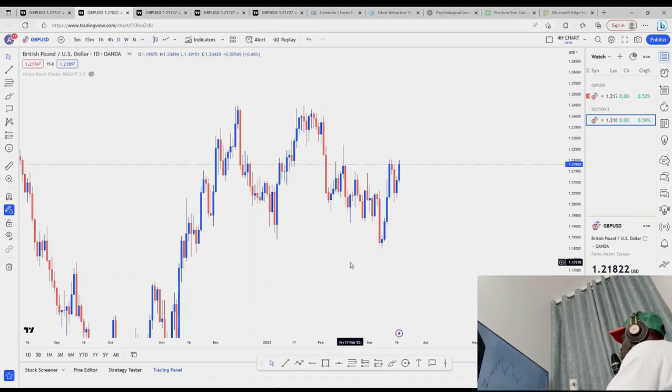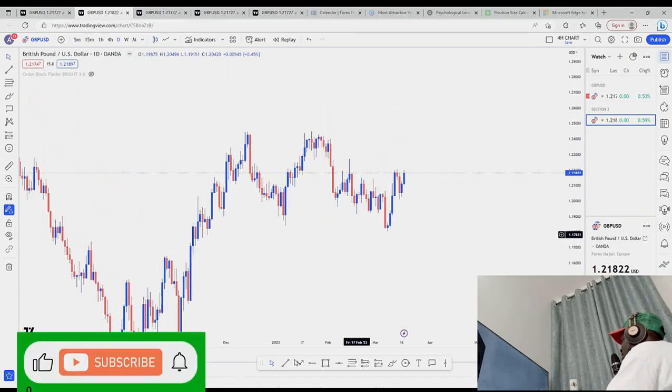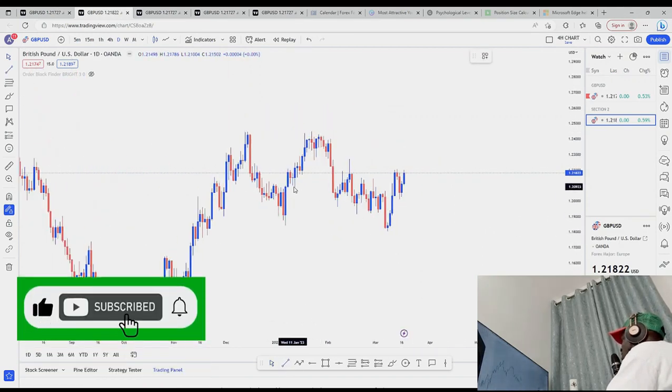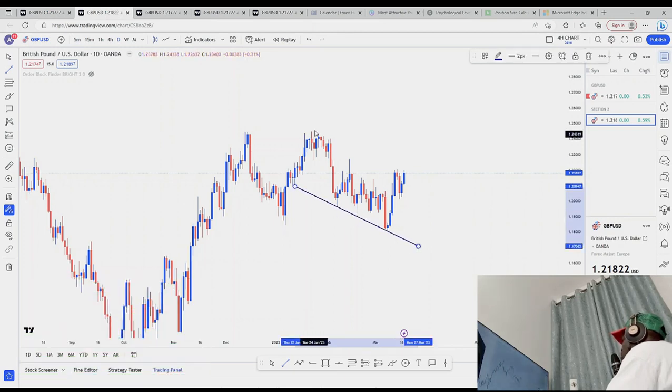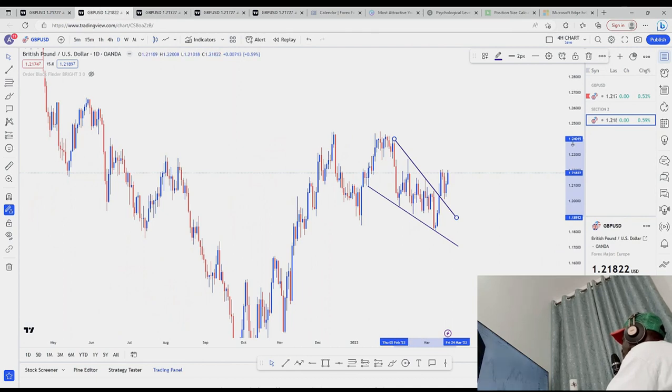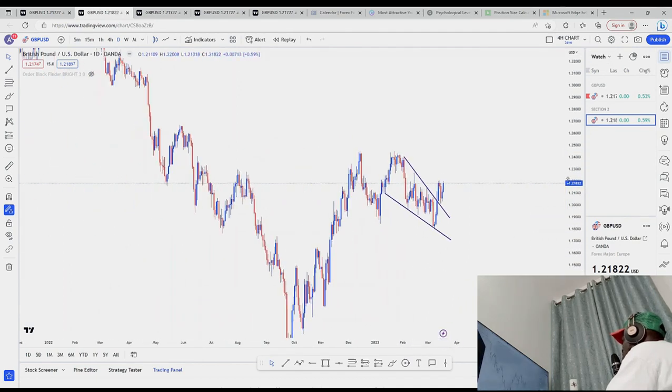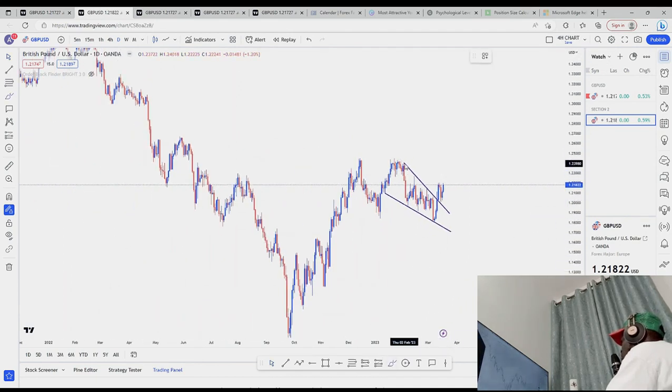continuation pattern, because on the daily time frame the market has already given us a falling wedge, and a falling wedge represents a bullish continuation pattern. This is a clear pattern of a falling wedge. As you can see clearly, last week Monday I posted the analysis on YouTube that the market is going to break out of this.